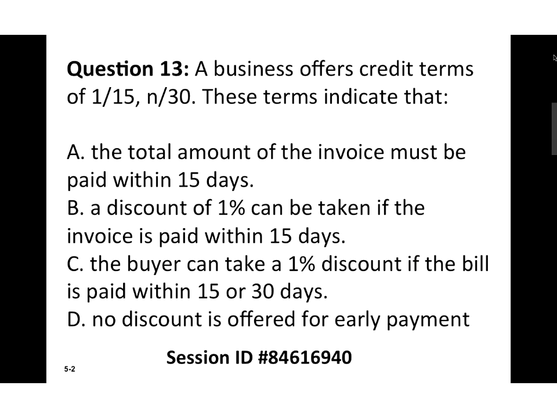The question is, a business offers credit terms of 1/15 net 30. These terms indicate what? Make your choice between A, the total amount of the invoice must be paid within 15 days. B, a discount of 1% can be taken if the invoice is paid within 15 days. C, the buyer can take a 1% discount if the bill is paid within 15 or 30 days. Or D, no discount is offered for early payment. So that phrase, 1/15 net 30, what does that mean? Make your choice. We'll leave it open for a minute or two.